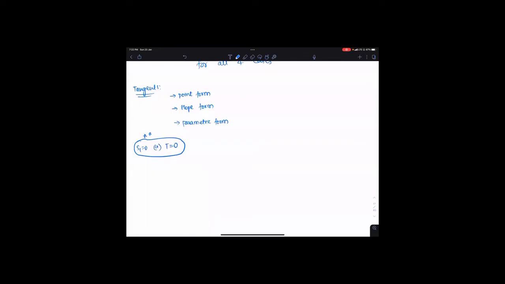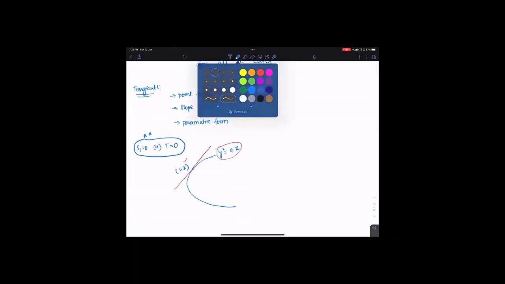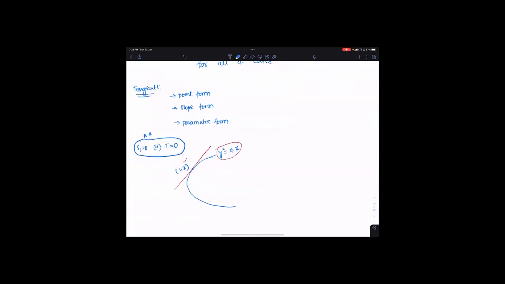For example, let's take a parabola whose equation is y square equals 4x. I will take a point on this parabola, (1, 2). Now, if you want the equation of the tangent in this point form, if you know a point on the curve, then the equation of the tangent at that point is simply T equal to 0.